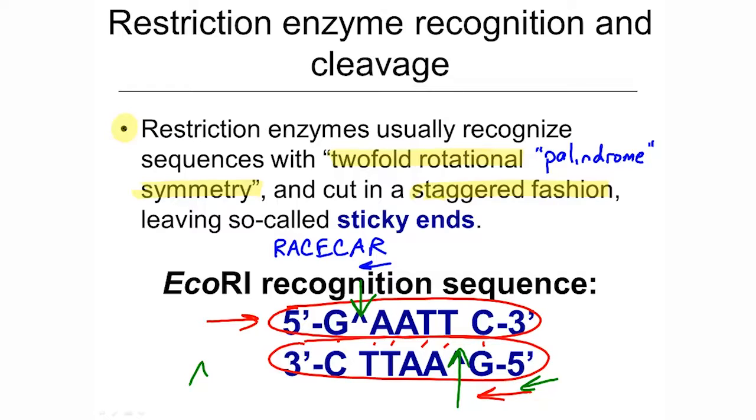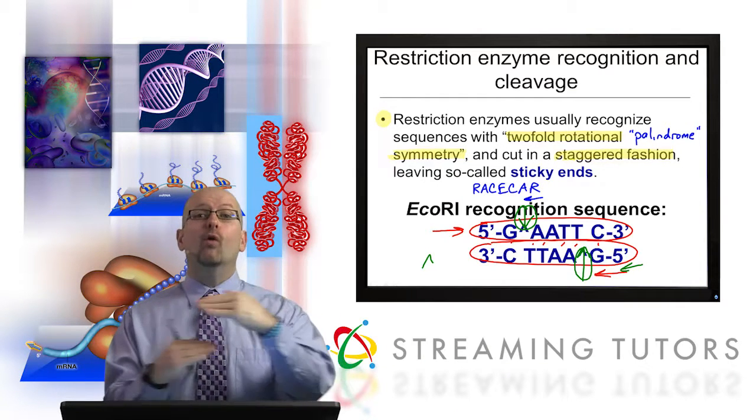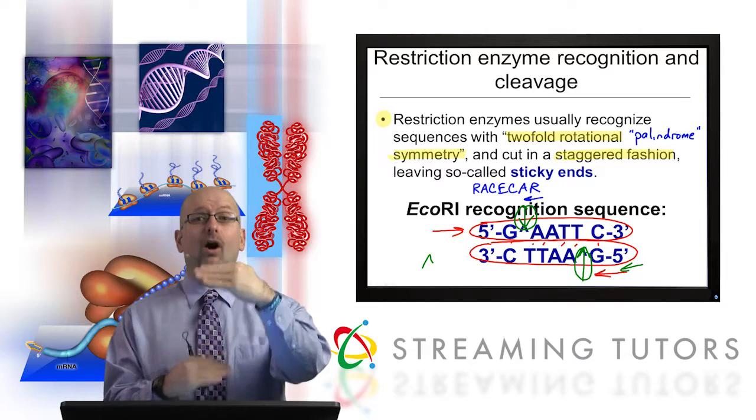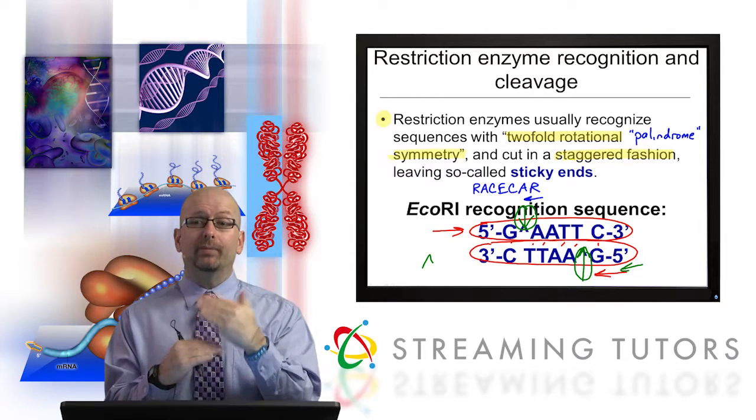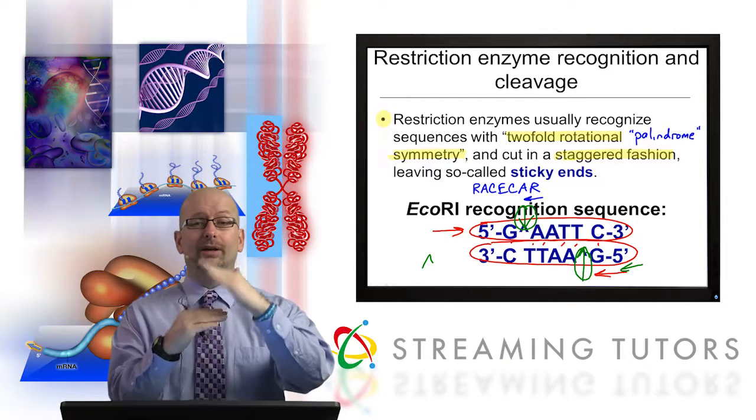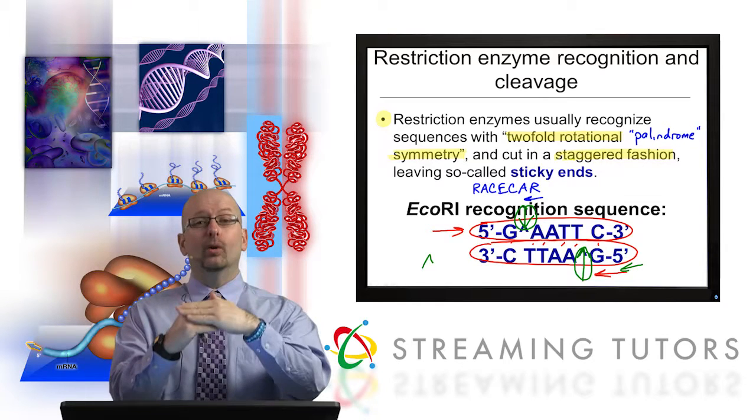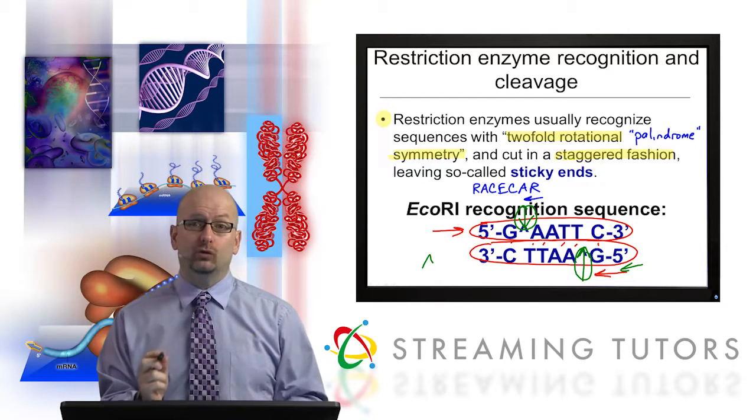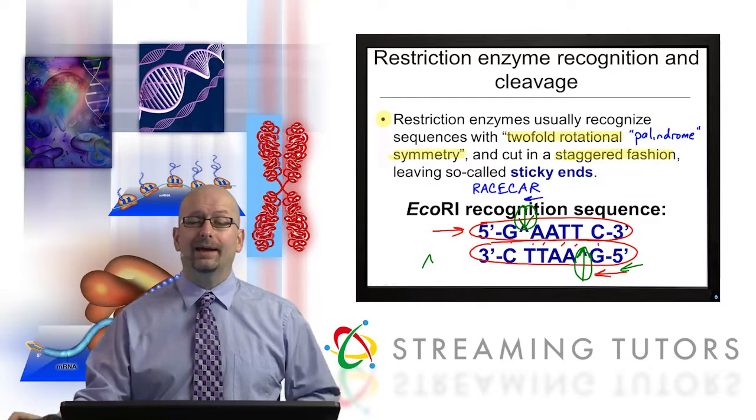It makes sense. I mean, it's twofold rotational symmetry, right? But look what this does. In the next picture, you'll be able to see it a little bit better. But it's not cutting at the same point on both strands. It's cutting over here on the top strand and over there on the bottom strand. That leaves overhangs that are complementary to each other. Thus, they're called sticky ends because if left alone, they tend to go back together. But we can use this to our advantage. Okay, let's see how.